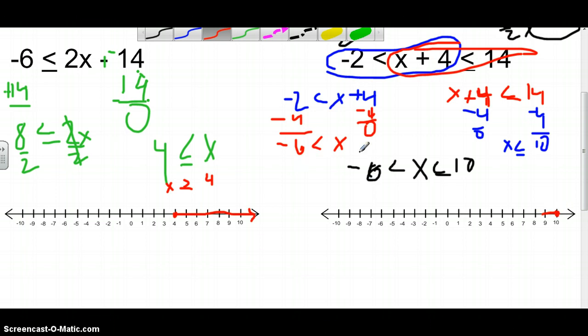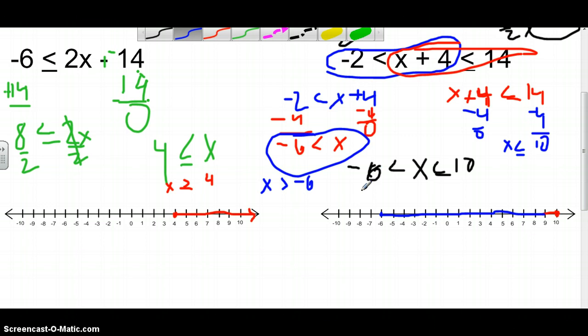Now, still some of us have a hard time reading this when the x is on the left. So again, if you have a hard time, switch it around. Move the x over here, move the -6 over here, and switch the sign. And that says x is greater than -6. So that's going to go this way. So it's an and, so they should meet. And it should look like that.